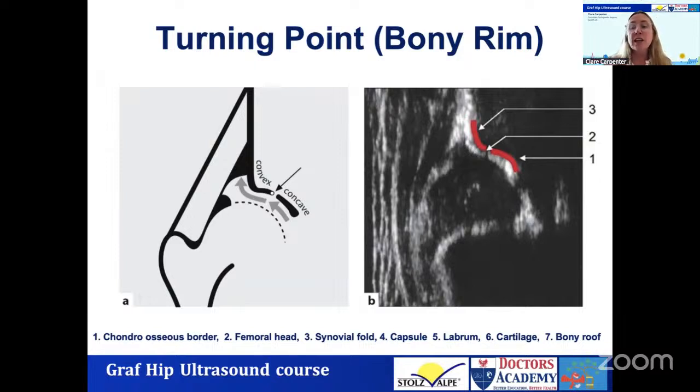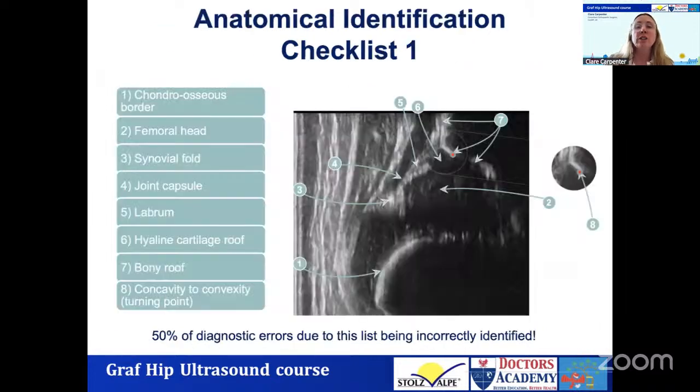And sometimes there is a black or acoustic shadow at this point, which makes it easier for us to determine where the turning point is, and in some translations, it's where we think the bony rim is. And again, depending on what you've read, will depend on how this translates into English. And again, this is something we talk about in the course.